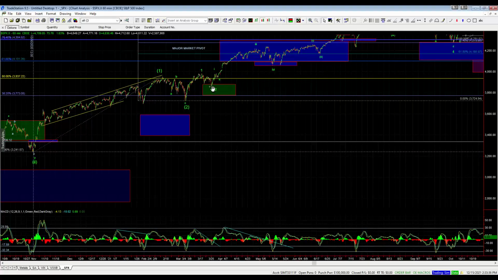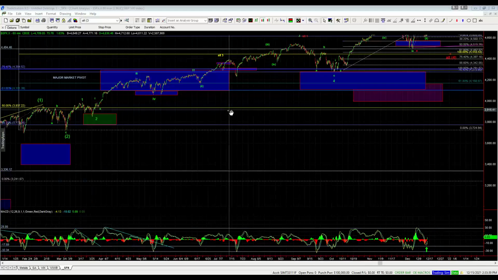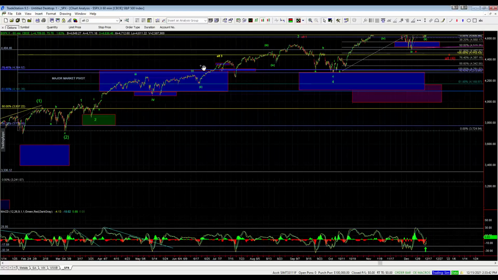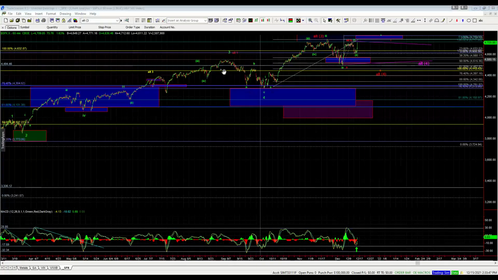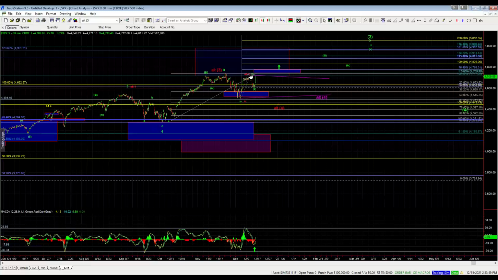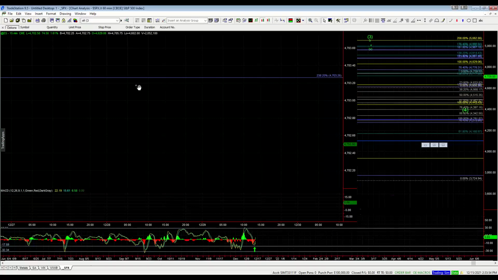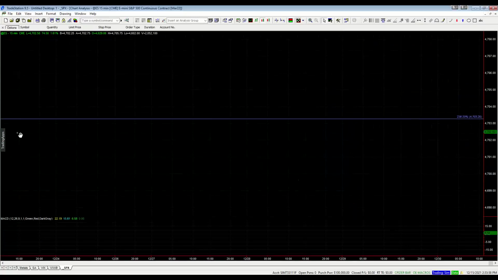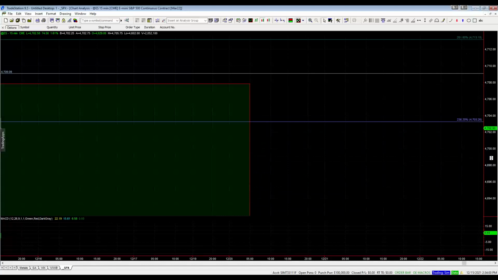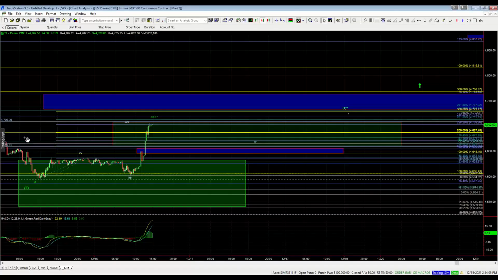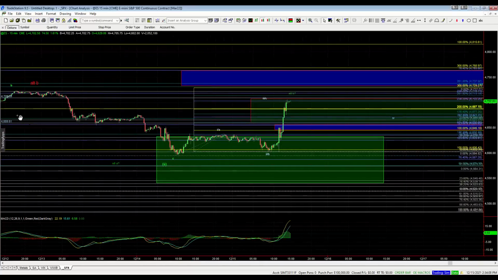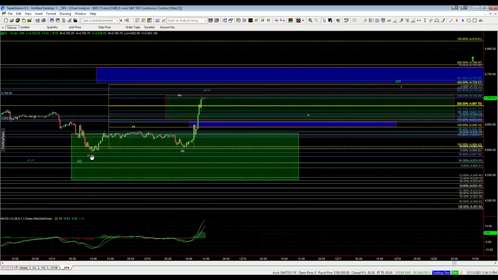You have a 1-2 here entry, 1-2 here entry, 1-2 here entry, and then we have another 1-2 here entry. And then what we're looking at now on the smaller time scales is potentially looking for a wave 2 retracement of the wave 3. So we had that 1-2 entry. Now we have a potential entry here, which again, this hit the 50% retrace of that wave 1.